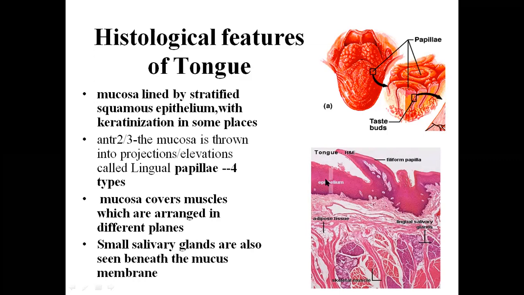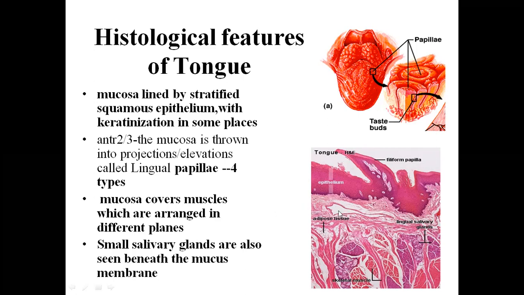Here the mucosa is lined with stratified epithelium, and the surface cells are flat and also a few cells are dead. Hence we name it stratified squamous epithelium. Keratinization may be there or may not be there. We will see where it is keratinized and non-keratinized. In the anterior two-thirds, the mucosa is thrown into projections or elevations called papillae, which are of four types as we have been discussing: fungiform, filiform, foliate and circumvallate.